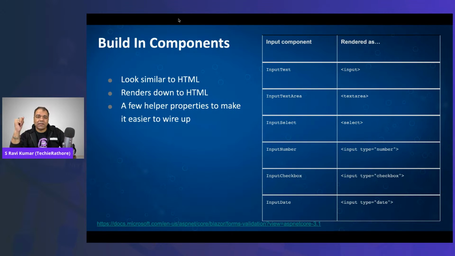You can see from the example here, InputText is rendered to an input, InputTextArea is rendered to a textarea, and InputSelect is rendered to a select, which is a drop down. In simple terms, InputNumber is like an input with type number. InputCheckbox uses an input with type checkbox. So there are many components in Blazor which are rendered to HTML, and this is done automatically.